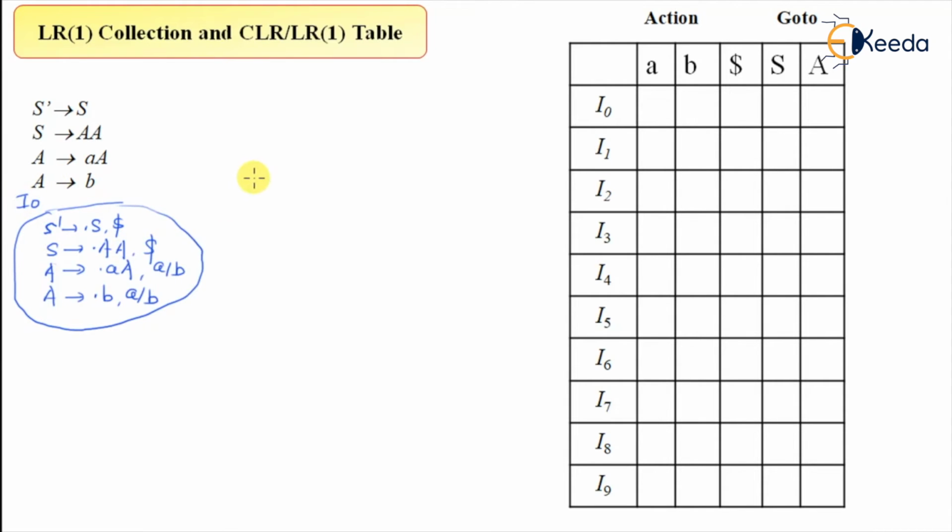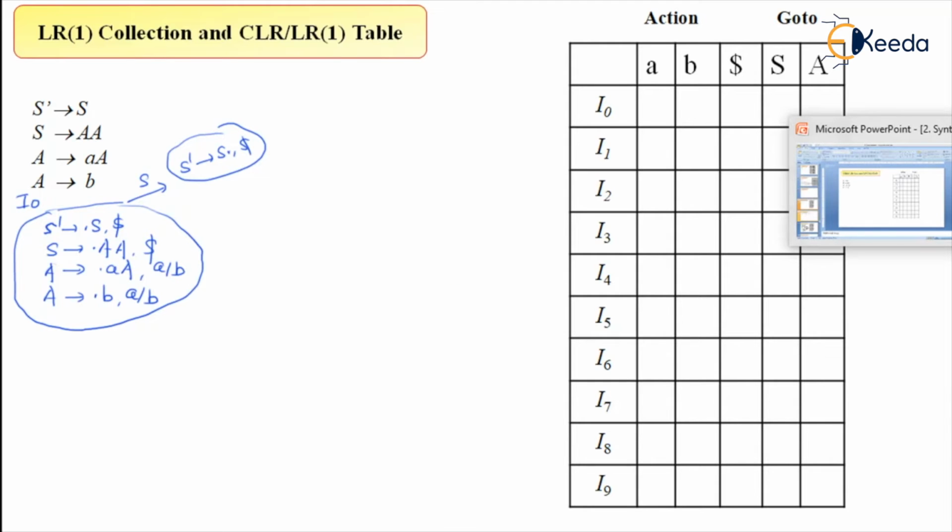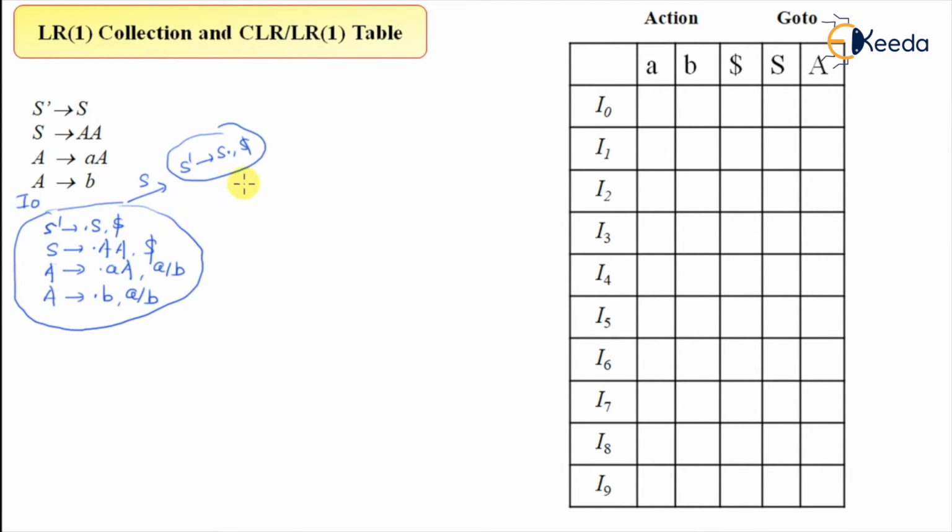What about the closure and goto operation? That remains the same. On input S, what will happen? S' derives S dot followed by dollar. Now you see that I'm not changing anything over here. The dollar is not changing, it's just copying the symbol. On input A, what will happen here? S derives A dot A, and copy the follow symbol.